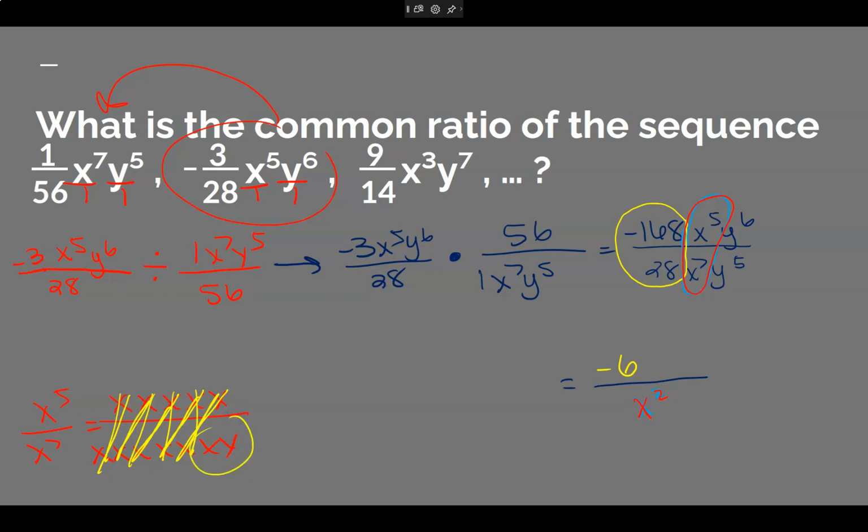Okay? All right. Now my y's. Why isn't y showing the answer? I'm not done yet. I was still explaining the x's. All right, now I have y to the 6th over y to the 5th. What do I do with my exponents? Subtract them. So what is 6 minus 5? 1. So is y to the 1 going to go top or bottom? Top. And that is my common ratio. Negative 6y over x squared.